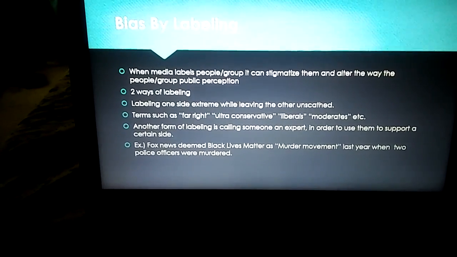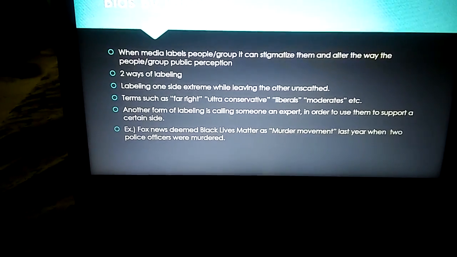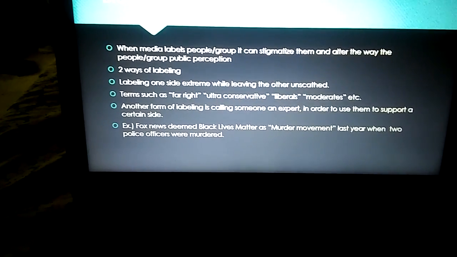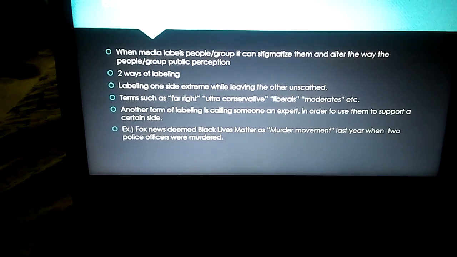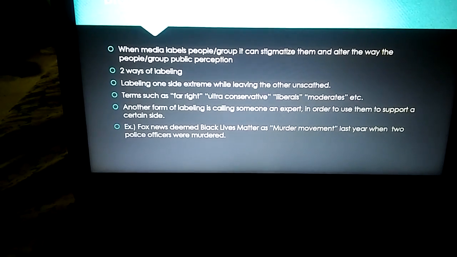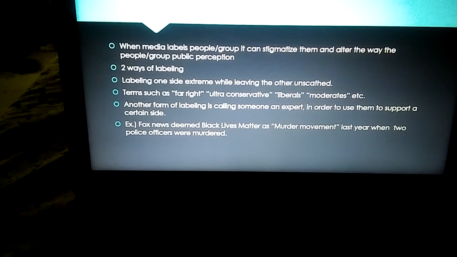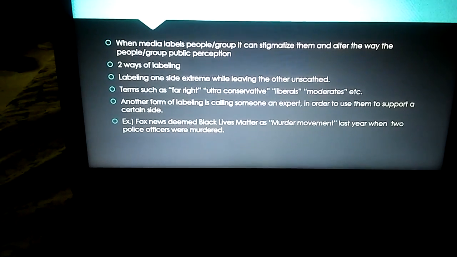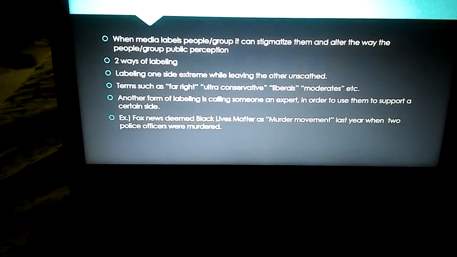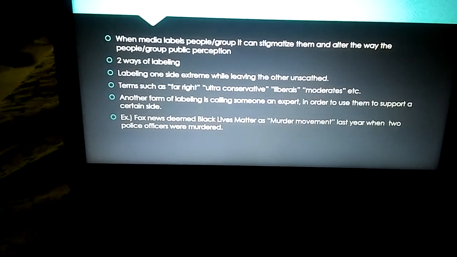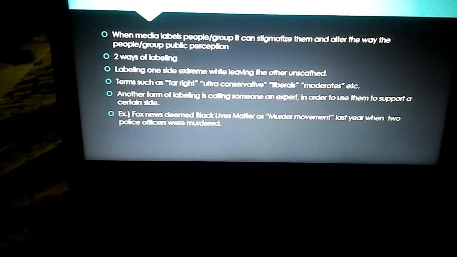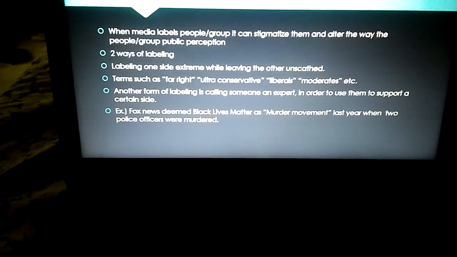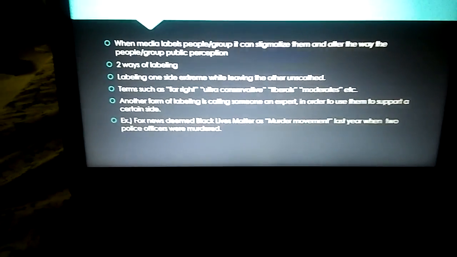Bias by labeling. When the media labels a person or group, it can stigmatize them and alter their public perception. There are two ways of labeling: labeling one side extreme while leaving the other unscathed, with terms such as far right, ultra conservative, liberals, moderates, etc. Another form of labeling is calling someone an expert in order to use them to support a certain side. Example: Fox News deemed Black Lives Matter a murder movement last year when two police officers were murdered.